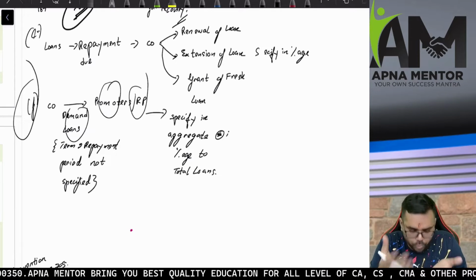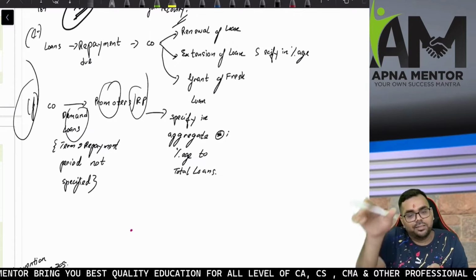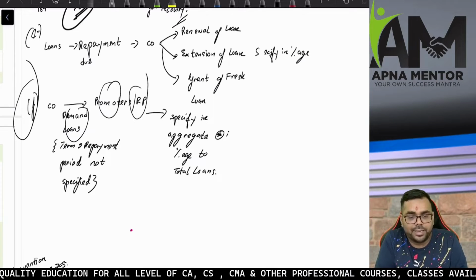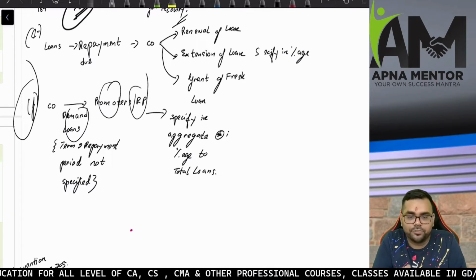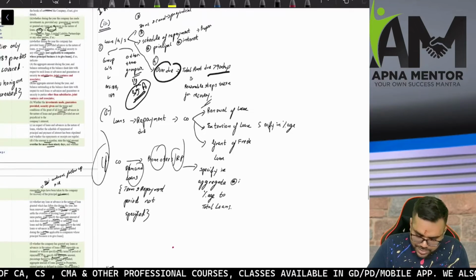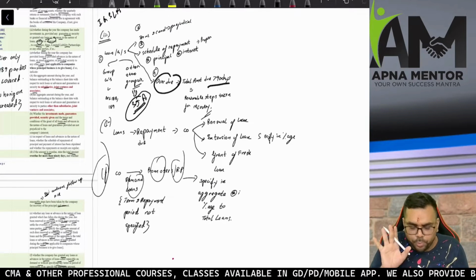So we need to specify in percentage, out of the total loans, how much percentage of loans is given to promoters or related parties. Those are demand loans. So that is what I have to report about it. So I believe it is clear. So these are the things that you need to report in this clause.